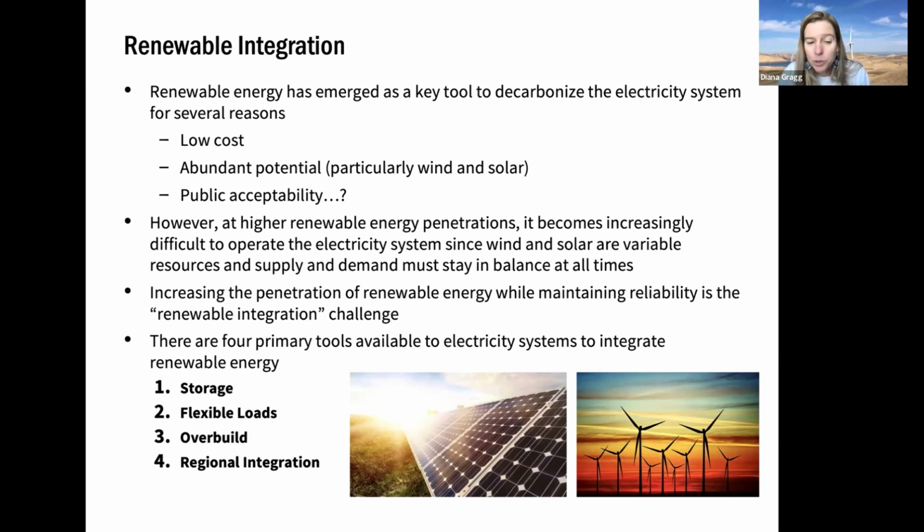Now, a lot of these tools that I'm going to talk about today are particular to renewable integration, but there's a lot of other tools just to maintain reliability on the grid and match supply and demand in real time. But for increasing renewable integration in particular, there's four main categories that assist in that: storage, flexible loads, overbuild, and regional integration.